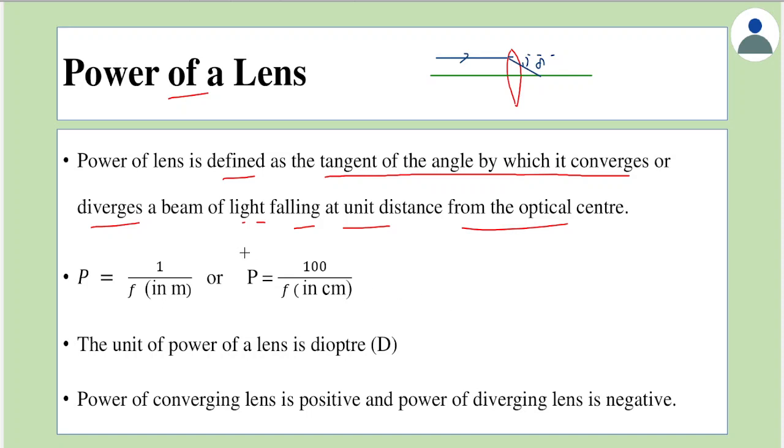So power of a lens is defined as the tangent of the angle by which it converges or diverges a beam of light falling at unit distance from the optical center, which means when the distance of the light from the optical center is say 1 meter, in that case power of the lens is defined as the tangent of the angle of deviation. That is called the power of a lens. Let's find out what power is mathematically.